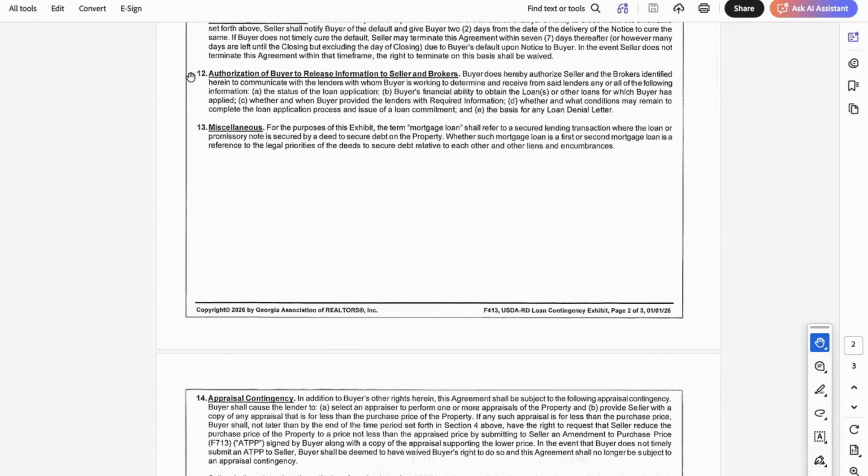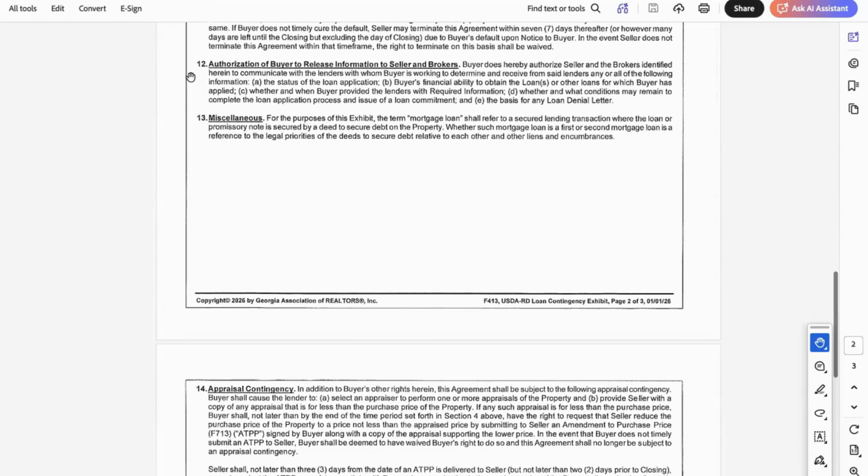12, authorization of buyer to release information to seller and broker. Buyer allows seller and broker to communicate with the lender about the loan status, buyer's financial ability, whether documents were provided, conditions remaining, and basis of denial. This increases transparency throughout the loan process.